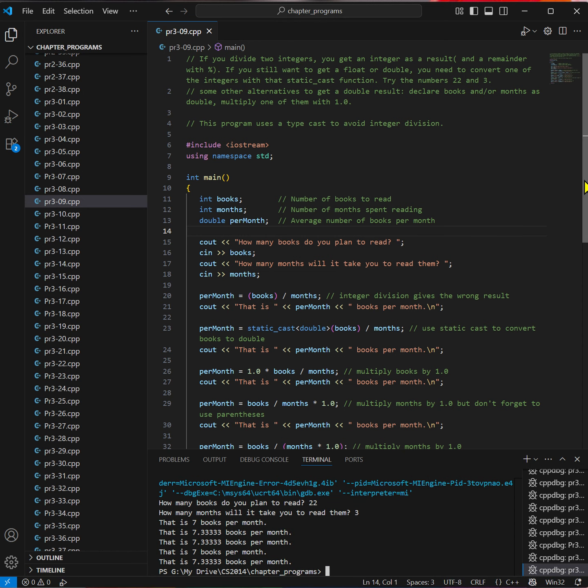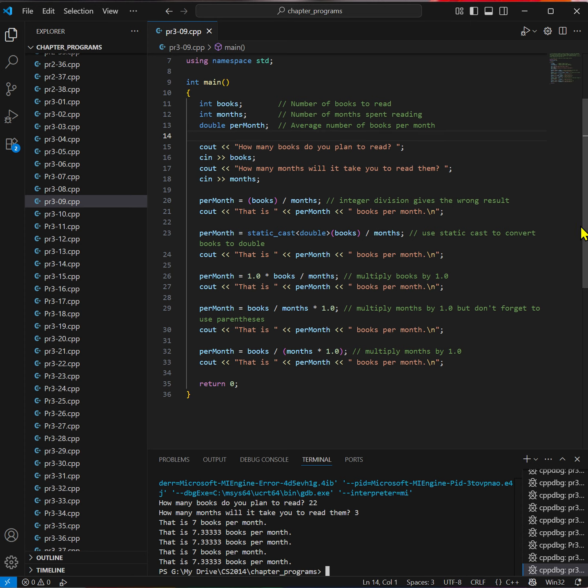Okay, so let's look at the different outputs. Over here we have wrong output by just dividing the integer by the integer, and we just get the whole number, 7 books. In the chapter over here it introduces the static cast, and what it does is it converts this integer books to a double, and then we divide the double by an integer and we get the correct result over here.